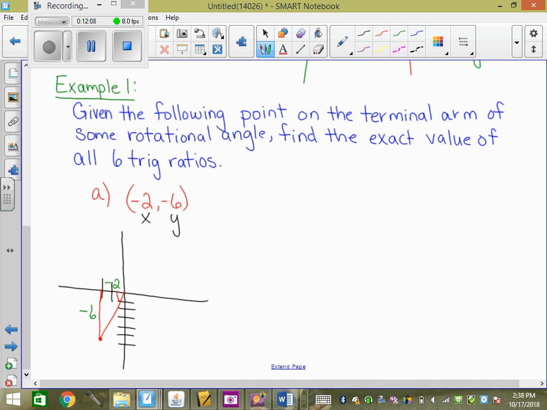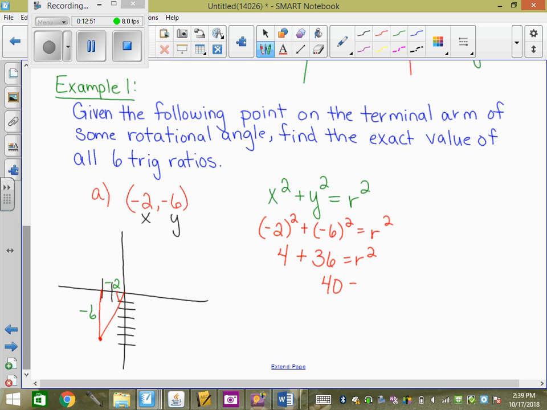How do you suppose we're going to solve for the radius? Yes, I know where you're going with that. So it would be x squared plus y squared equals r squared. It's Pythagorean theorem. So we are going to get -2 squared plus -6 squared equals r squared. We're going to get 4 plus 36 equals r squared. We're going to get 40 equals r squared.